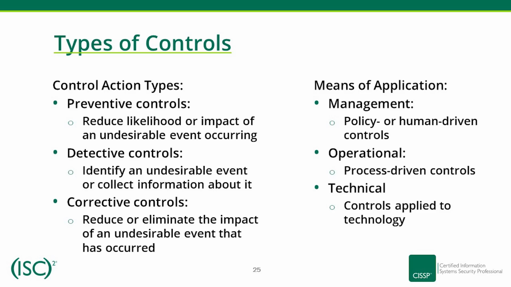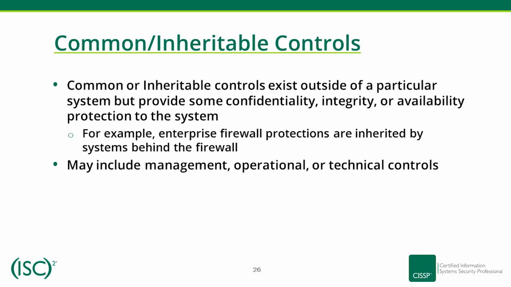Types of controls. Control action types. Preventive controls. Reduce likelihood or impact of an undesirable event occurring. Detective controls. Identify an undesirable event or collect information about it. Corrective controls. Reduce or eliminate the impact of an undesirable event that has occurred. Means of application. Management. Policy or human-driven controls. Operational. Process-driven controls. Technical. Controls applied to technology.